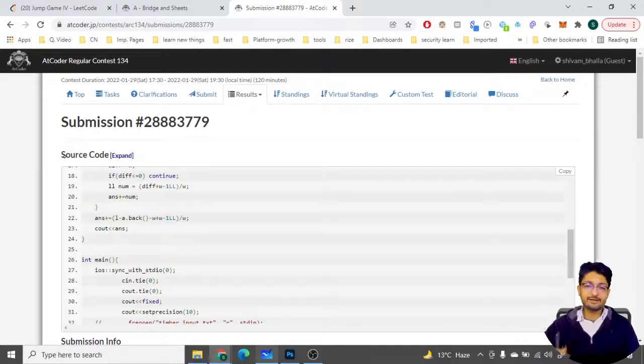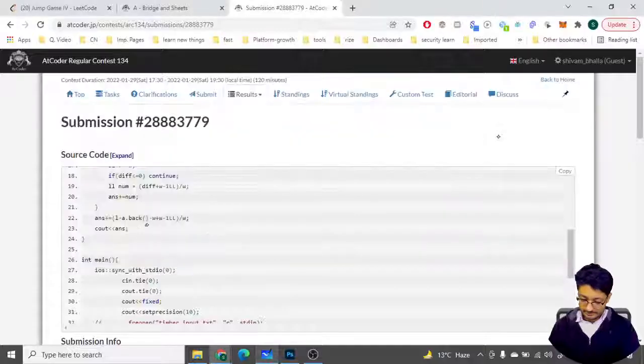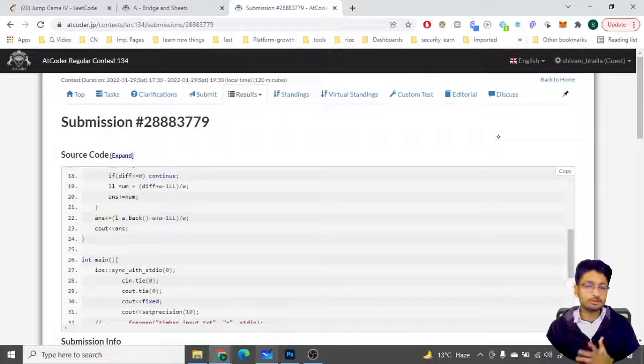So L minus the last point. You have to find the length between L and a of n minus 1 plus W, because this is not the last point. This is the last point, that is a of n minus 1 plus W. So L minus this last point, plus the ceil, divided by W. That is the whole thing, and just print out the answer. That is just calculating the total number of boards that you have to install. So that's the overall logic for this problem.